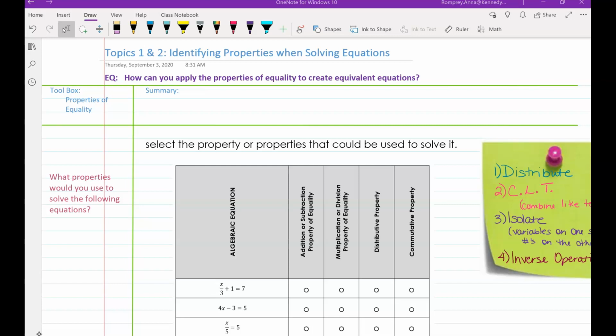So in this unit, we are going to start off with identifying properties when solving equations. What allows us to do what we're doing when we're isolating x. So go ahead and pause this video and either print or copy your outline, and then when you're ready, click play.